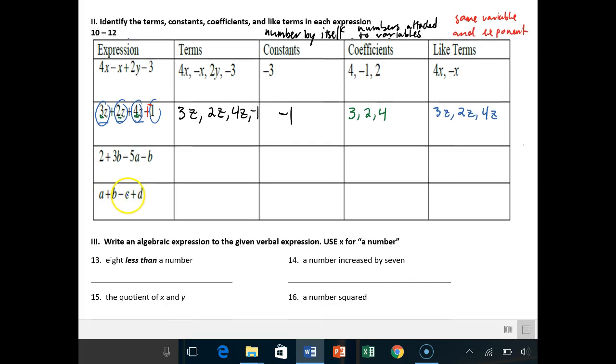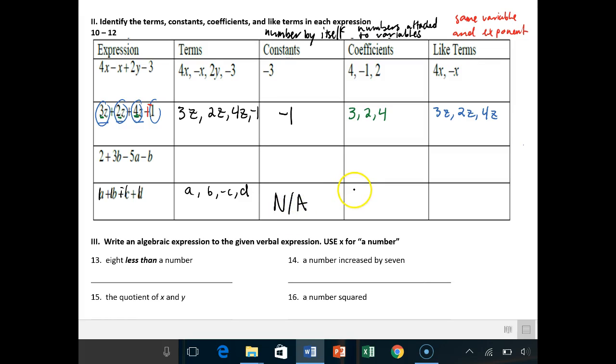The next one. So a, b, negative c plus d. So first of all, if I were you, I would put coefficients of 1 in front of all these, plus negative 1, because when the variable is by itself, it has a coefficient of 1. So the terms are simply all the terms, a, b, negative c, and d. Constants, we have no constants in a. There are no numbers by itself.